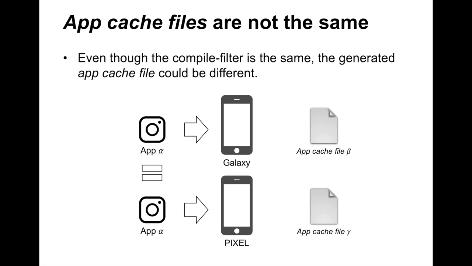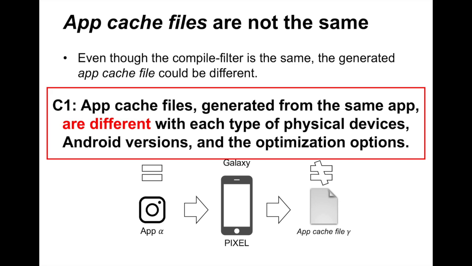Does only the compile filter affect the app cache file? The answer is no. Even though the compile filter is the same, the generated app cache file could be different. Let's assume that we install an application, Instagram, on both a Galaxy and a Pixel phone. These two smartphones have the quicken filter as the compile filter. However, the generated app cache files in these smartphones are different because the vtable values are different on each phone. Therefore, we have to solve this challenge that the app cache files generated from the same app are different with each type of physical device, Android version, and optimization option.